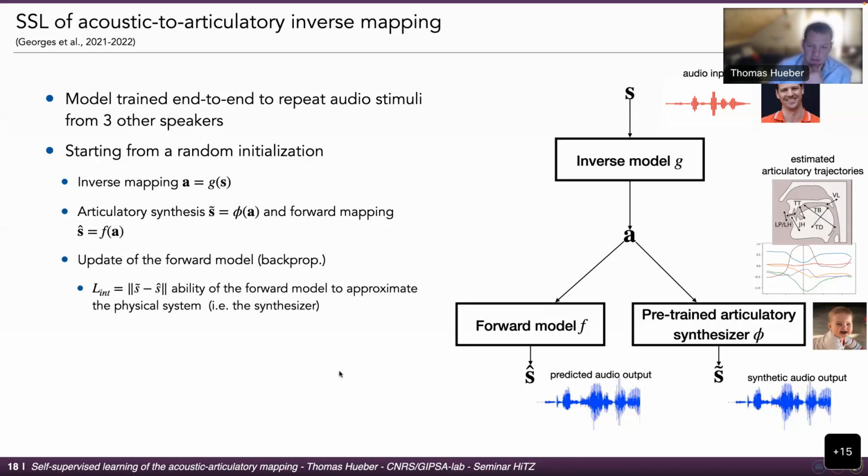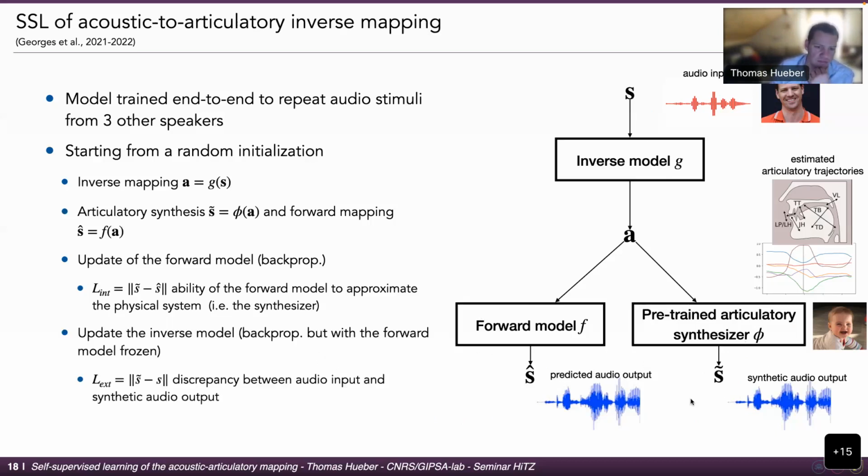So first we update the forward model. The forward model, remember, tries to approximate the synthesizer. So the loss reflects the discrepancies between the audio output predicted by the forward model and the audio output produced by the synthesizer. We want the forward model to approximate the physical voice production system. And then we backpropagate.